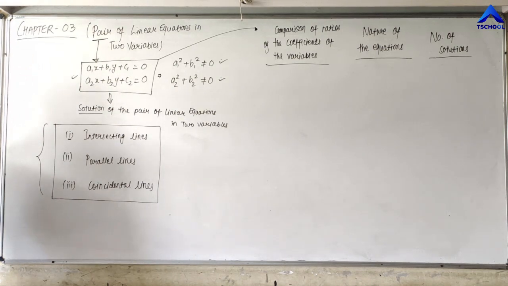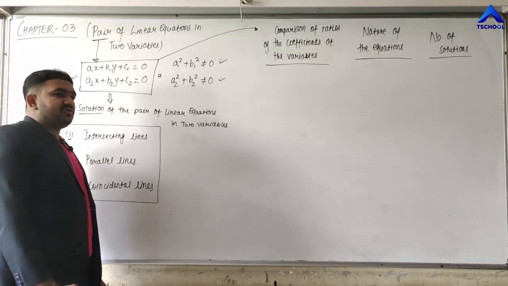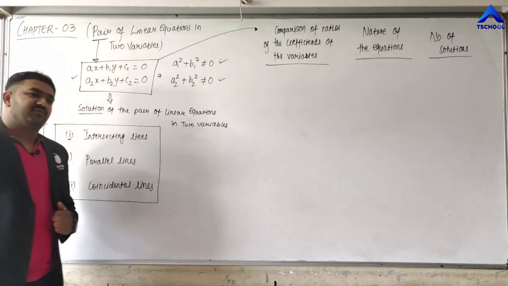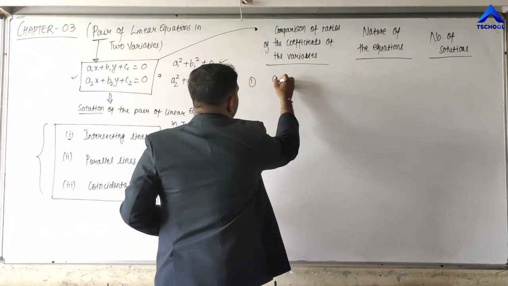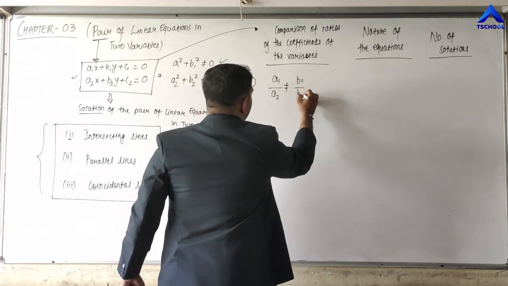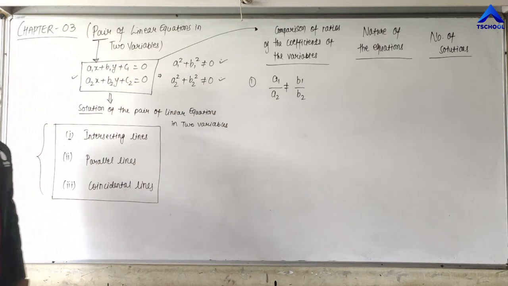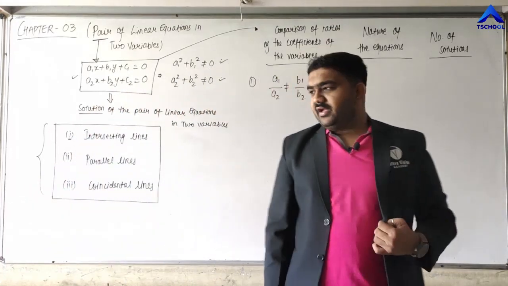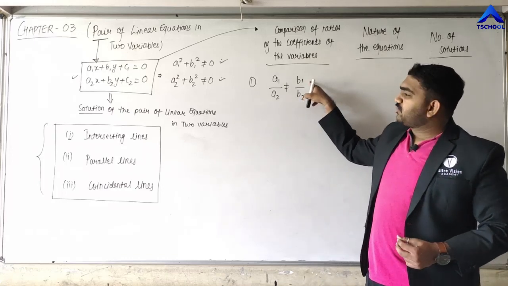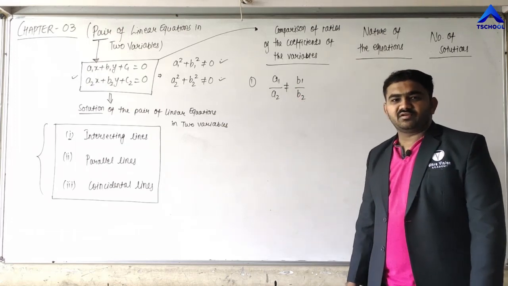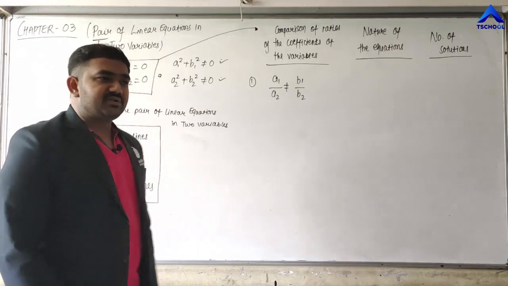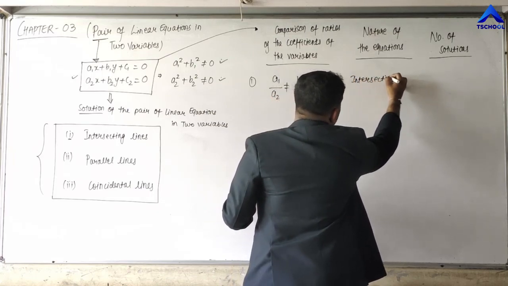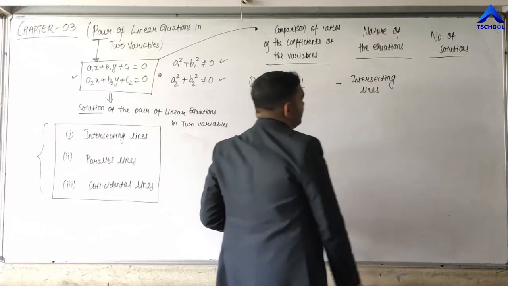The comparison of the ratios of the coefficients of the variables, that means we are going to take the ratio of the x coefficient of both the equations, the y coefficient of both the equations, and the constant terms of both the equations. For the first one, if a1 upon a2 is not equal to b1 upon b2, right? Now let us see here, a1 is the coefficient of x in the first equation, a2 the coefficient of x in the second equation, b1 the coefficient of y in the first equation, and b2 the coefficient of y in the second equation. So if a1 upon a2 is not equal to b1 upon b2, then that will show the nature of intersecting lines.